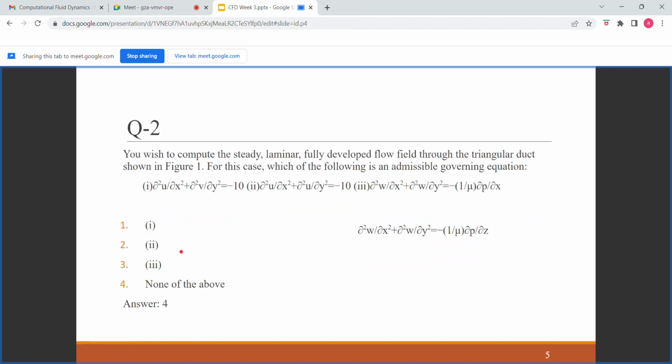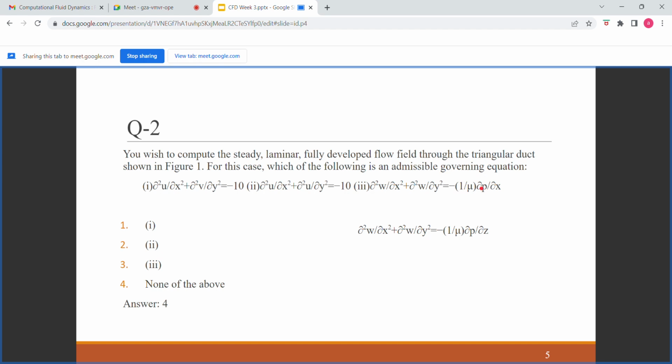You wish to compute the steady laminar fully developed flow field through the triangular duct as shown in figure 1. For this case, which of the following is an admissible governing equation? So the first equation, it is given that dou square u by dou x square plus dou square v by dou y square is equal to minus 10. And in the second, it is dou square u by dou x square plus dou square u by dou y square is equal to minus 10. Third, it is dou square w by dou x square plus dou square w by dou y square is equal to minus 1 by mu dou p by dou x.